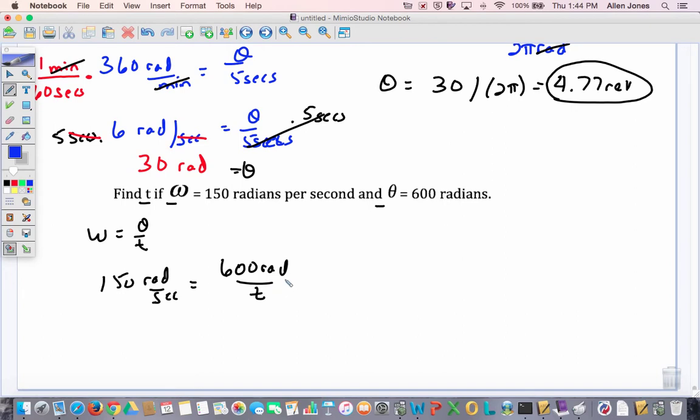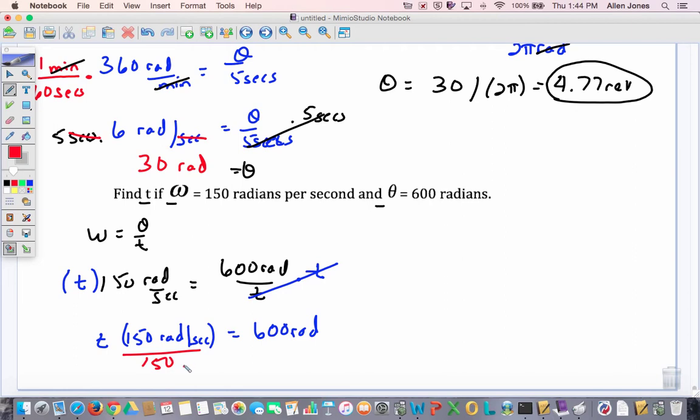I put this in mainly as an algebra situation, just so we understand our variable being the denominator. Two-step process here. I'm going to multiply both sides by t. That way on this side I've got rid of my fractions. So I have t times 150 radians per second equals 600 radians. I'm trying to solve for t, so I'll divide both sides by 150 radians per second.